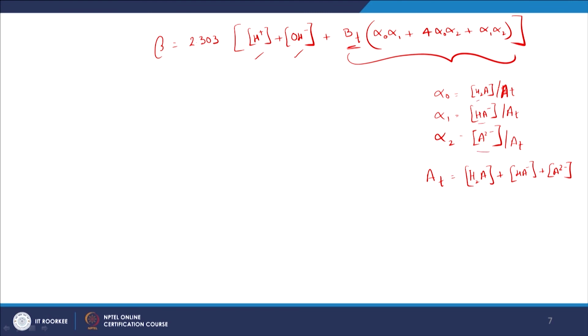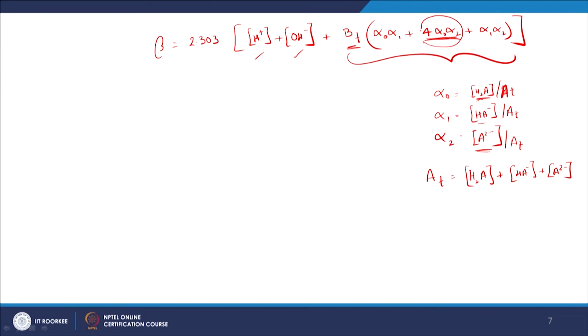So again keep this in mind when we look at this data, and with our background we can eliminate this variable. Why is that? Whenever H2A is at higher concentration, A2 minus will be at remarkably low concentration, right. So again try to think of this variable, 4 alpha naught into alpha 2.